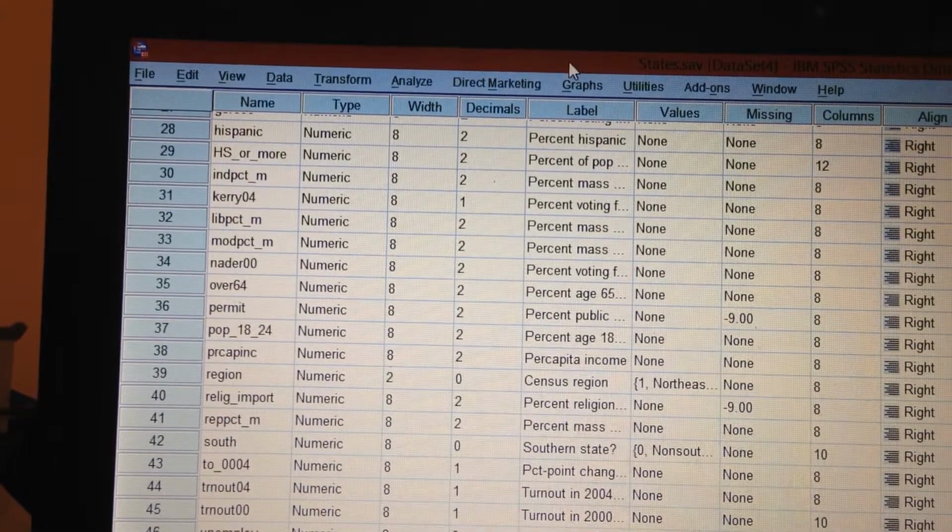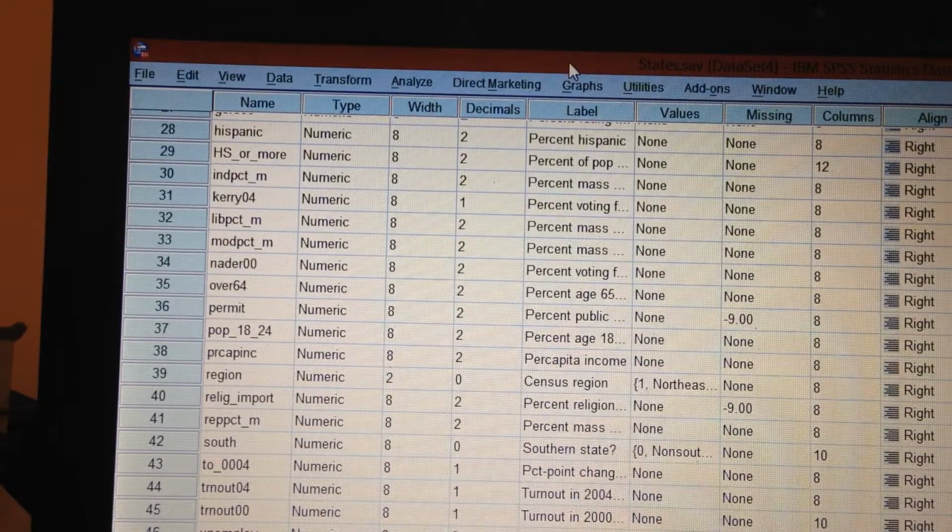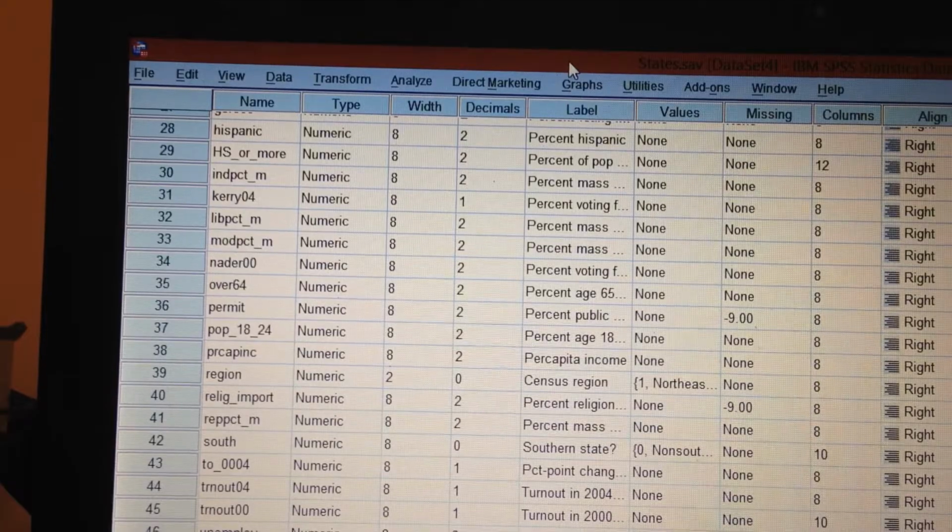So the data set that I'm using right here is a data set called states.sav. It's available on Blackboard. I'm posting it. And so you probably want to pause right now to make sure you can go download and open the states.sav dataset that is on Blackboard. So pausing. Good, we're back. Okay, you have the states.sav data set and you have it open.